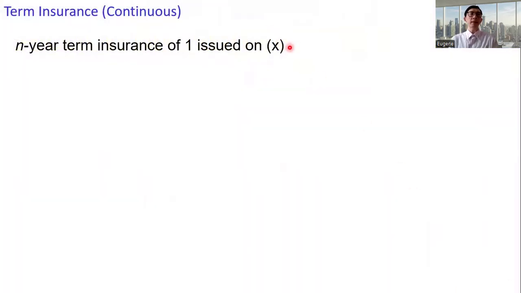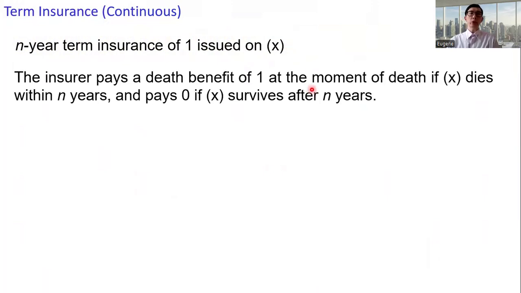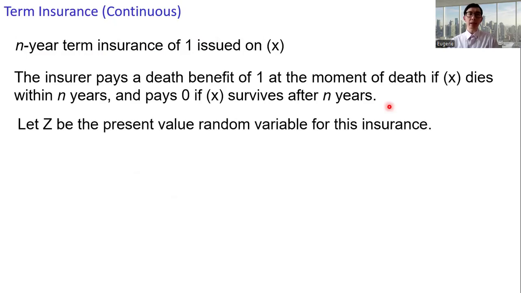Let's start with the n-year term continuous insurance with a death benefit of 1 issued on an individual at age x. The insurer pays a death benefit of 1 at the moment of death if the individual dies within the n-year period, or else if the individual survives beyond the n-year period, the insurer pays nothing. Let Z be the present value random variable for this insurance.